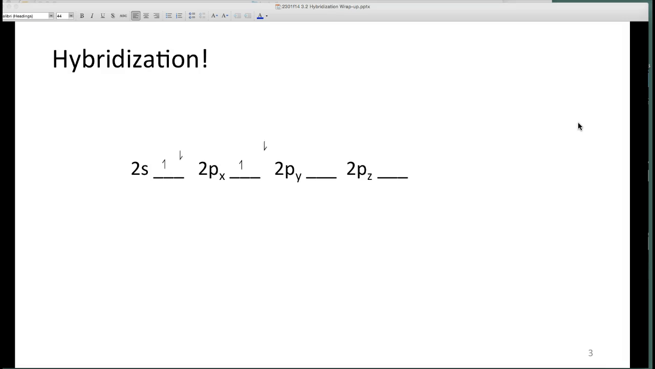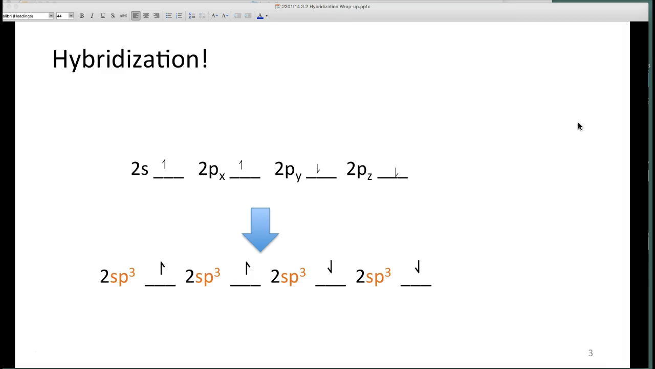Because carbon really wants to have 4 bonds, we promote one of the electrons from the 2s orbital into the empty p sub z orbital. Similarly, we unpair the pair in the p sub x and bring one of those electrons to the p sub y. What does this do for us? It gives us 4 unpaired electrons so that, boom, we can have 4 bonds.